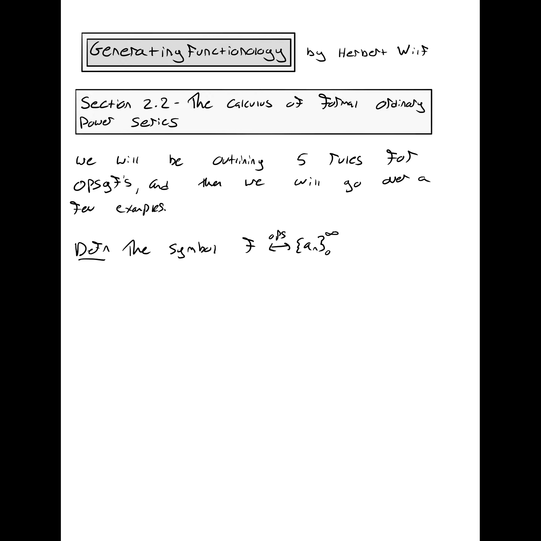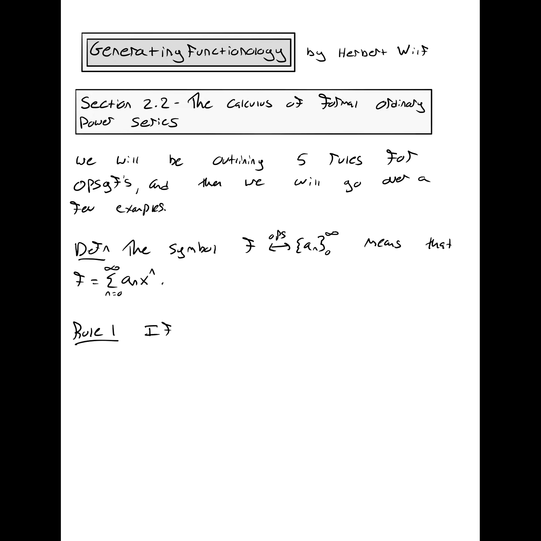This symbol means that F is the ordinary power series for this sequence. And that kind of makes sense just by the symbols, but in particular it means that F is equal to the sum from n equals 0 to infinity of a sub n x to the n. So it's what you'd expect the power series to be. Now the first rule is this, rule 1.